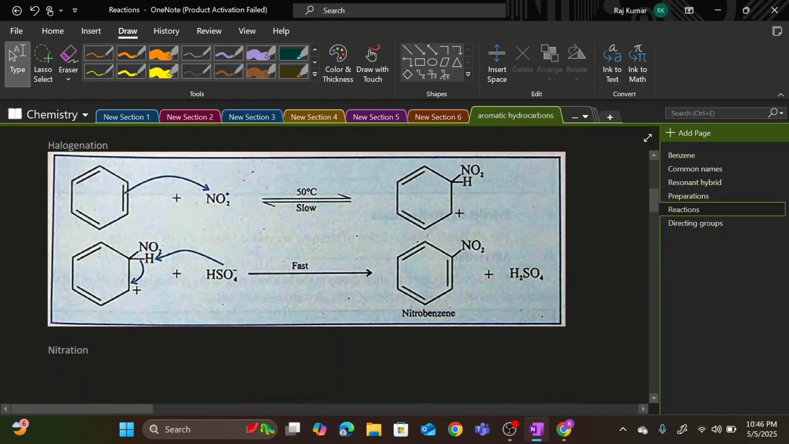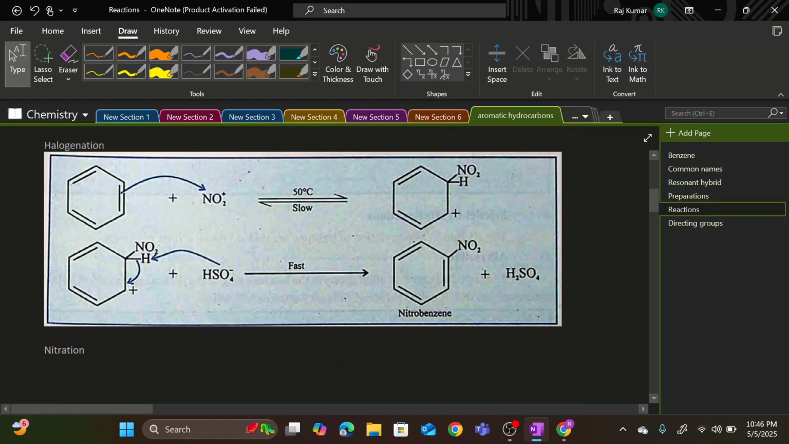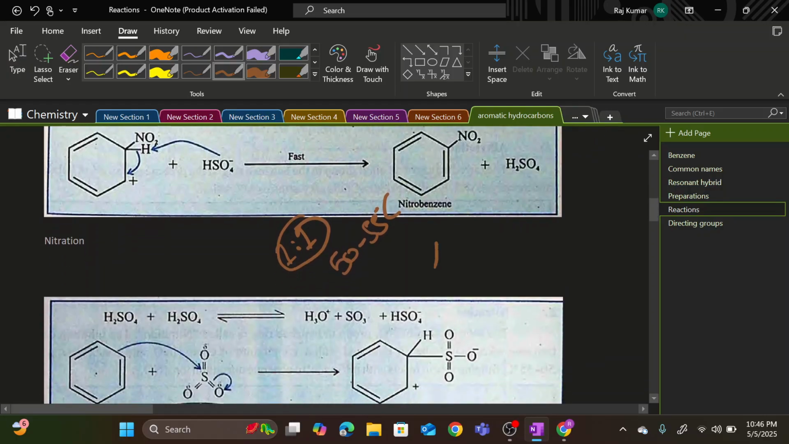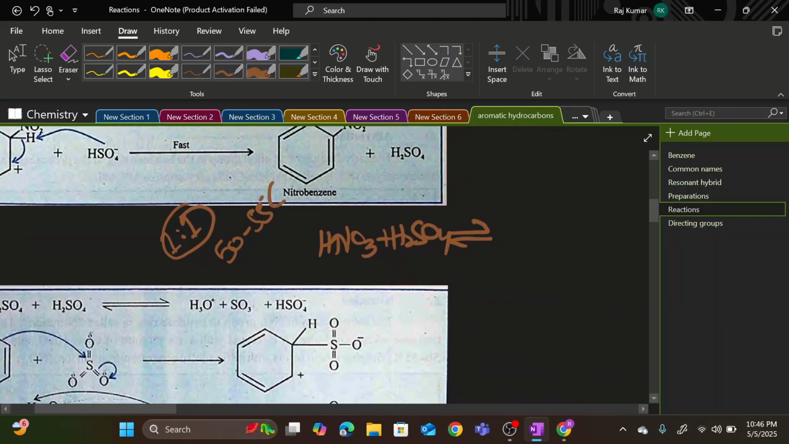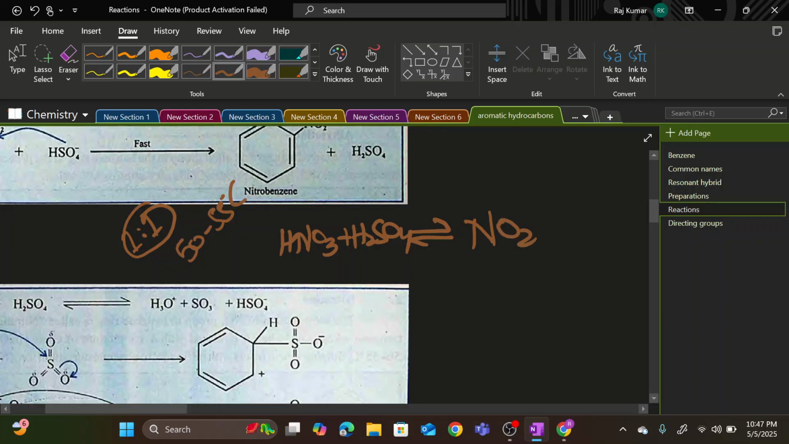Now we have nitration. In nitration, what we actually use is nitric acid and sulfuric acid in equal quantity, such that both of them have a mixture ratio of 1:1, and the temperature is around 50 to 55 centigrade. What actually happens is when nitric acid reacts with sulfuric acid, it produces nitronium ions, sulfate ions, and hydronium ions.